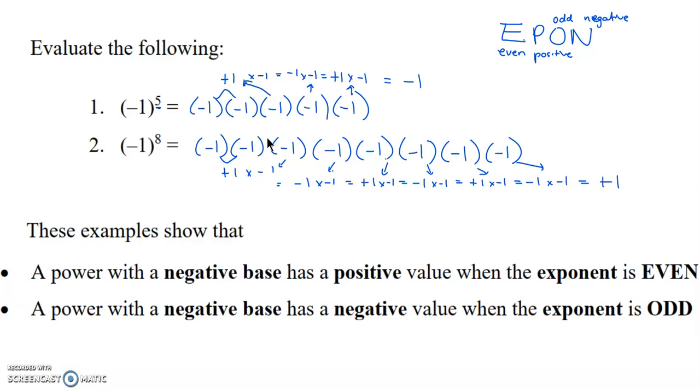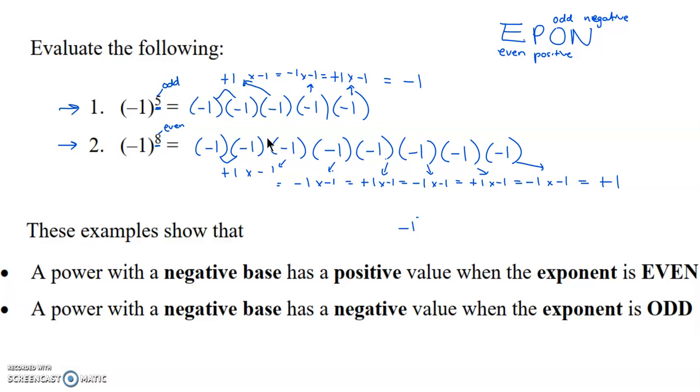So let's look again at number 1. We have (-1) to the power of 5. So this is an odd number. Because the base is negative and we have an odd exponent, we're going to have a negative answer. This is the ON of the EPON. Compared to number 2, where we have a negative base and we have an even exponent, this means that our answer is going to be positive.